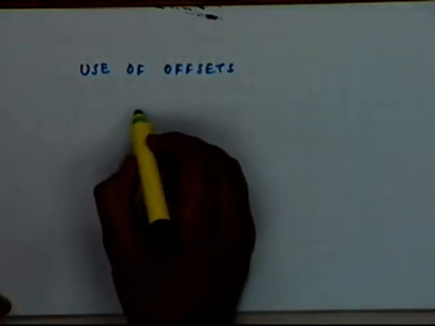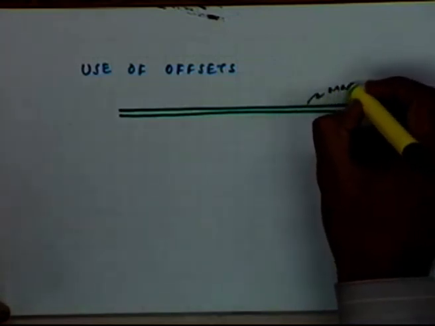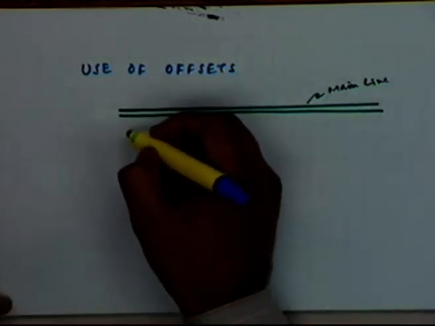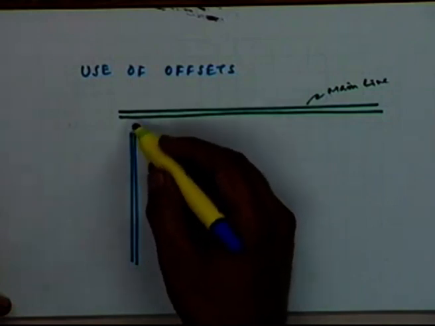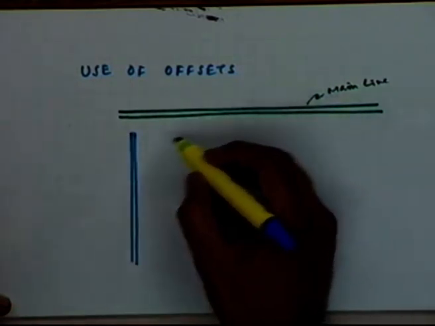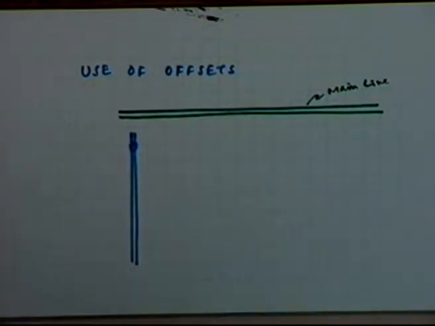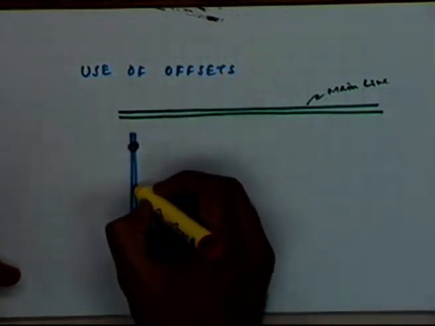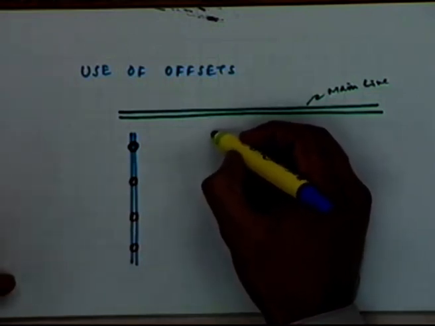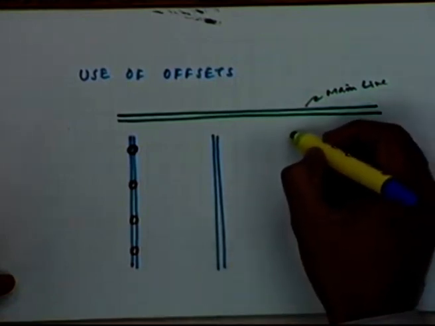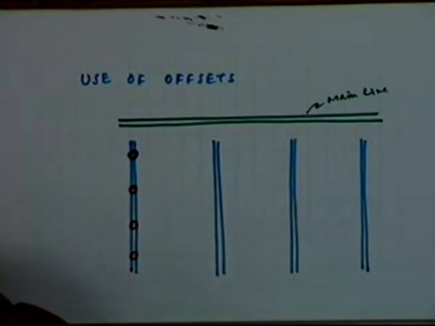Let's assume that you have a main line, and out of this main line you are taking off, I am not connecting it deliberately, you are taking off the laterals on which you have the sprinkler heads, and they are, with respect to the spacing between the laterals, spaced accordingly.